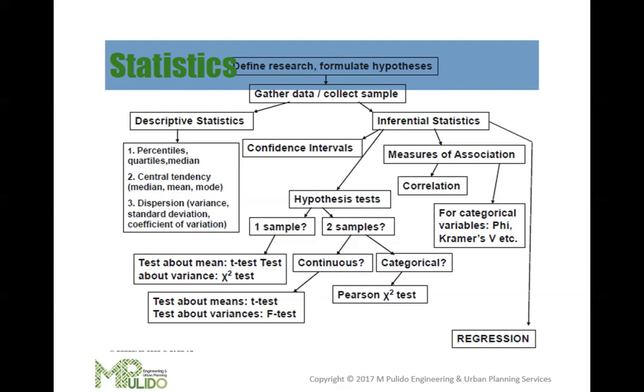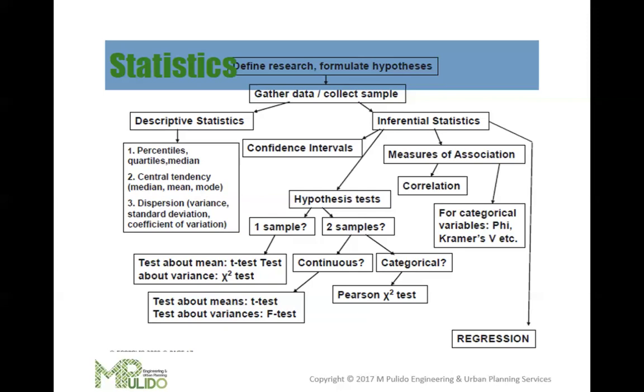Then hypothesis testing, you can see there one sample and two samples, right? So one sample test tests whether a sample mean or proportion differs from a known population mean or proportion. Example, t-test for the mean, chi-square test for variance. So two sample tests test whether the means or proportions of two independent samples differ.